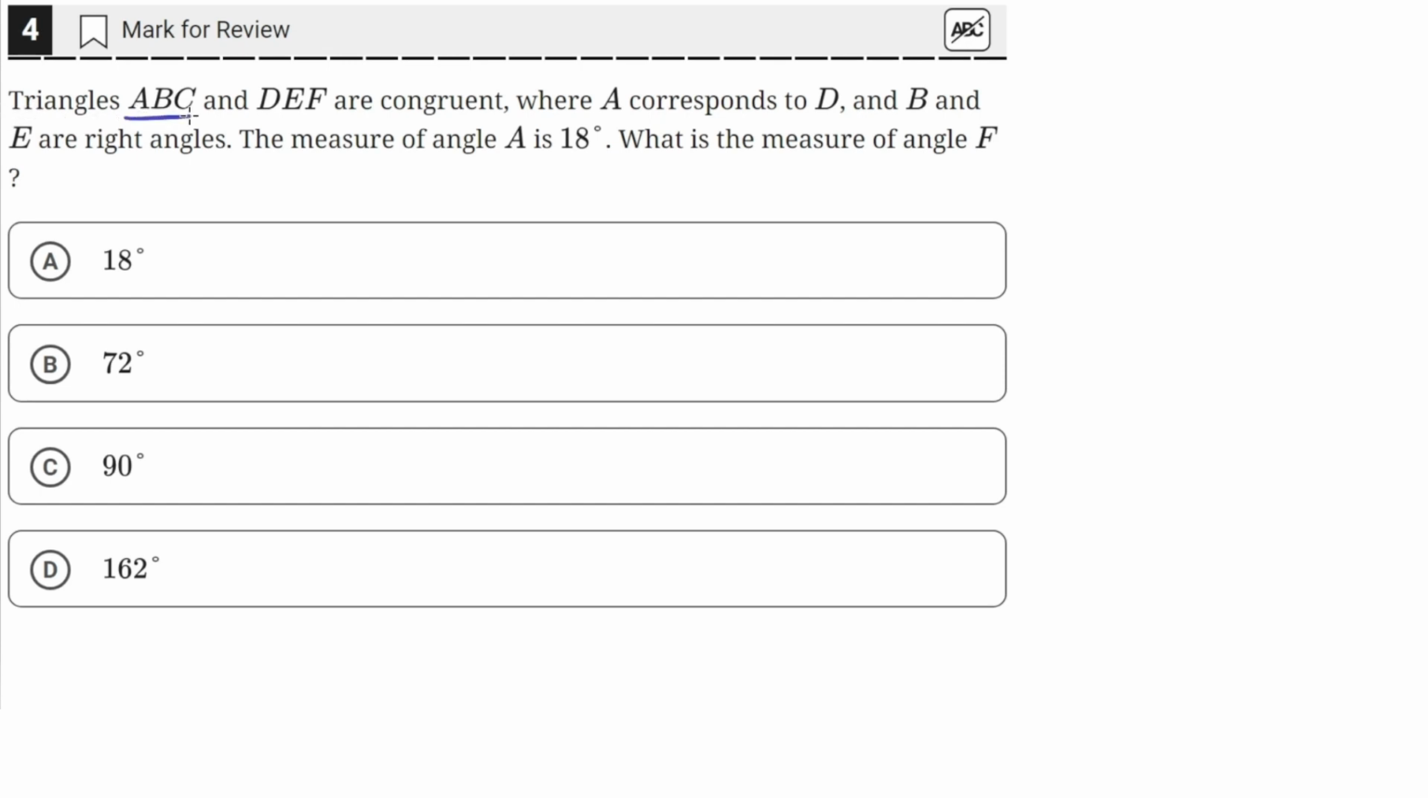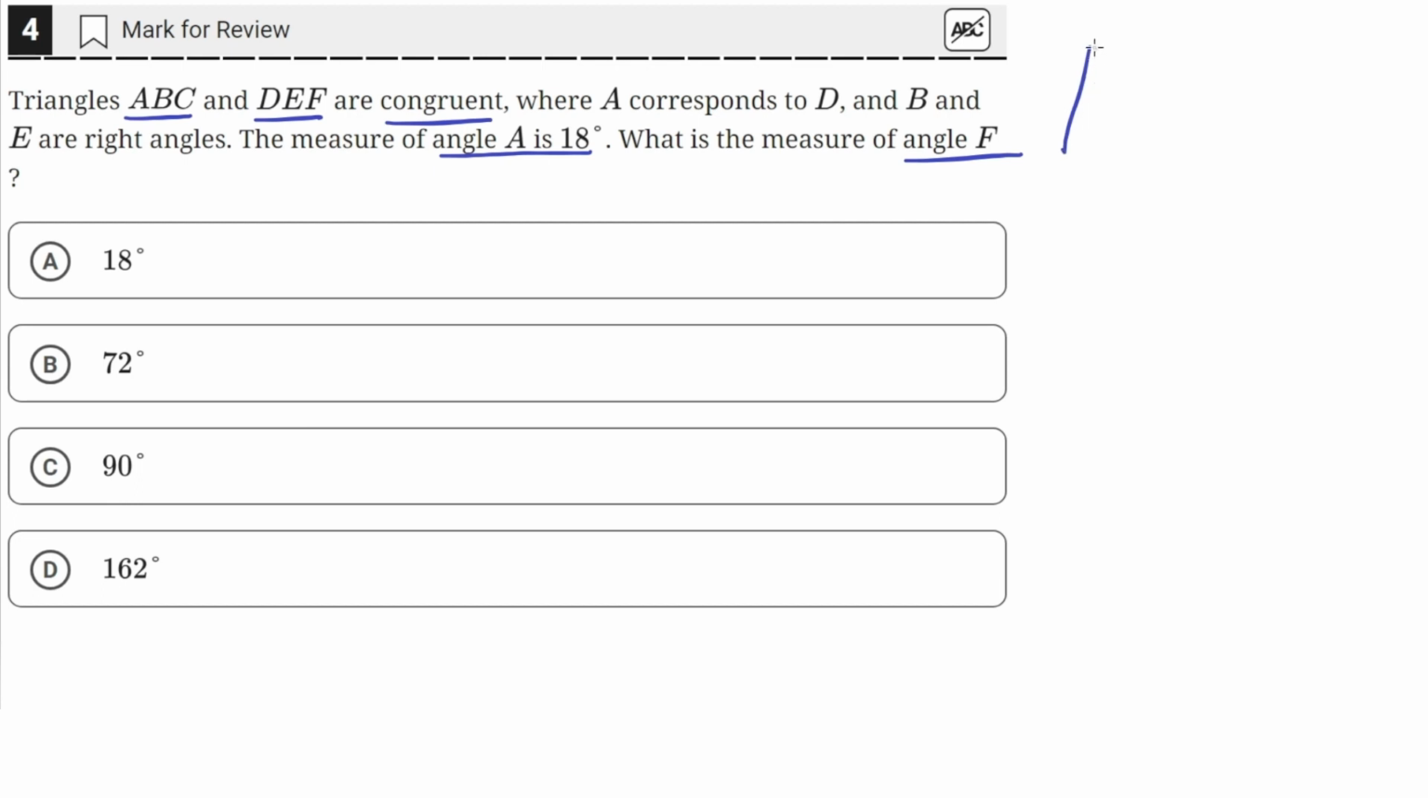Triangles ABC and DEF are congruent, where A corresponds to D, and B and E are right angles. The measure of angle A is 18 degrees. What is the measure of angle F?